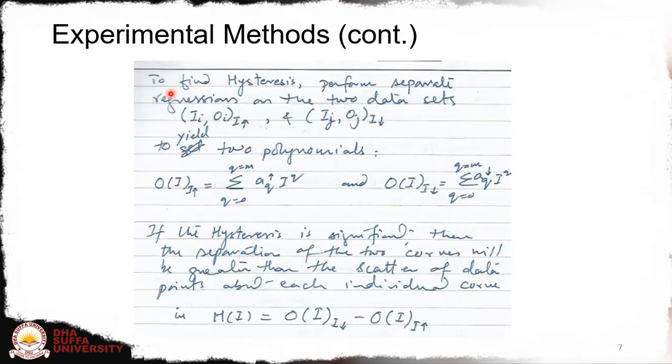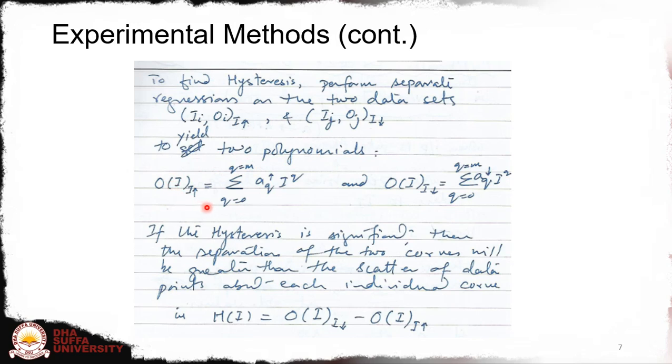For example, if we are looking to find the hysteresis of this element, we perform separate regressions on the two data sets. We have one data set while the input was increasing, and another data set while the input was decreasing, and this will give us the two polynomials individually.